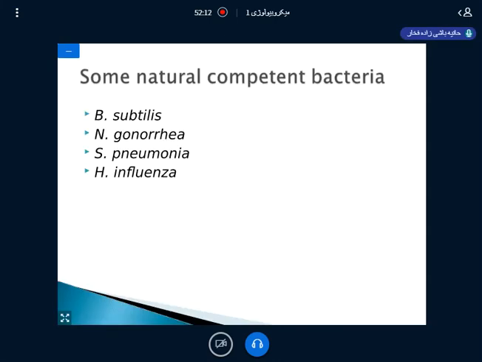Okay, there are some natural competent bacteria. They have transformation. Which bacteria? Bacillus subtilis, Neisseria gonorrhoeae, Streptococcus pneumoniae, Haemophilus influenzae. They have transformation.